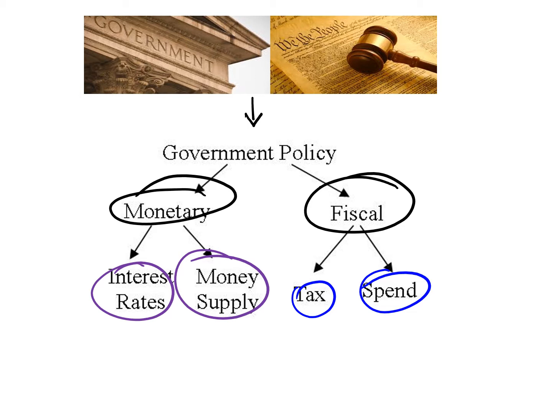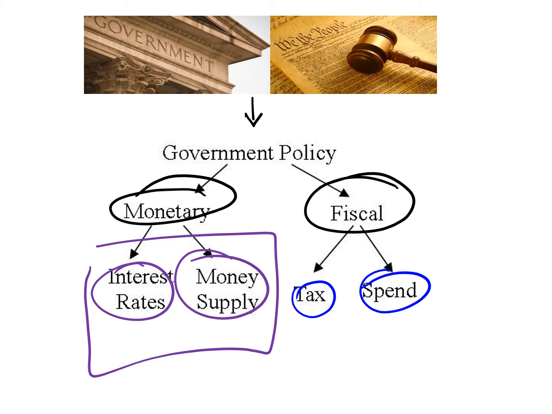Okay, so with monetary policy, the government might increase interest rates to slow down the economy, because when interest rates are high, people don't want to borrow from the banks, and people put their money in the banks to take advantage of interest rates. So that would slow down the level of economic activity.